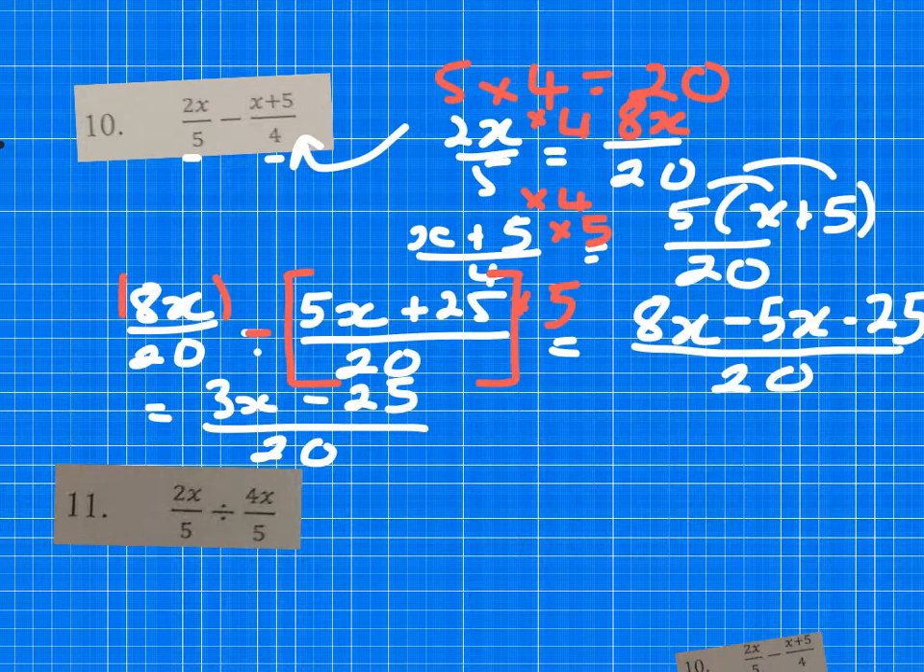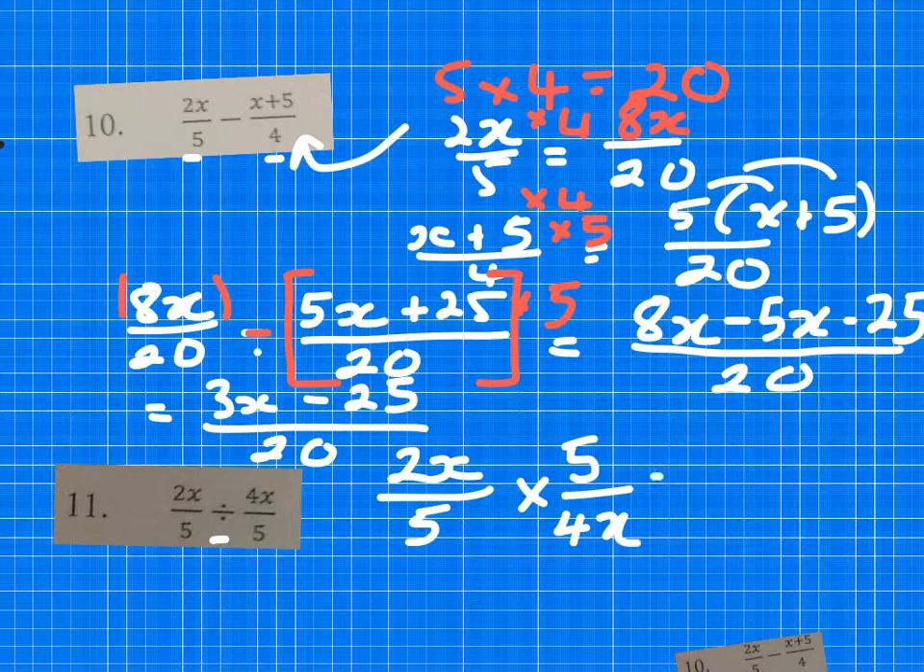In question 11, we are doing dividing fractions, and when dividing fractions, we don't actually divide fractions, we write an equivalent multiplication. So 2x over 5 divided by 4x over 5 is equivalent to 2x over 5 multiplied by the reciprocal, multiplied by 5 over 4x. The numerators multiplied together is 2x times 5, which is 10x. The denominators multiplied together, 5 times 4 is 20 times x.